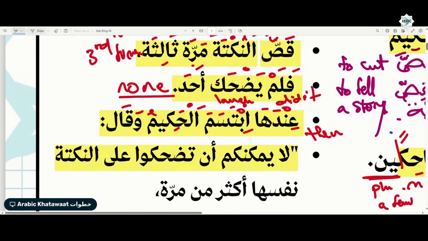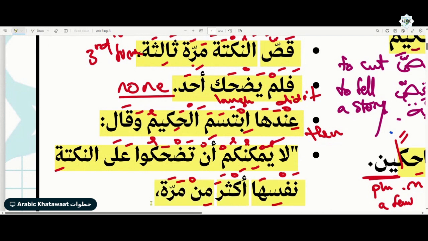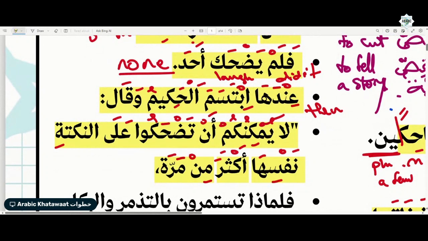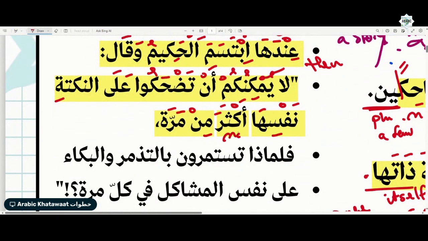See, I'm reading it all at once. لا يمكنكم, you cannot, all of you, to, أن تضحكوا على النكتة نفسها أكثر من مرة. You cannot laugh at the same joke more than once. أكثر. And the new word I have here is more. And we learned تضحك and you cannot, referring to you plural. All right.